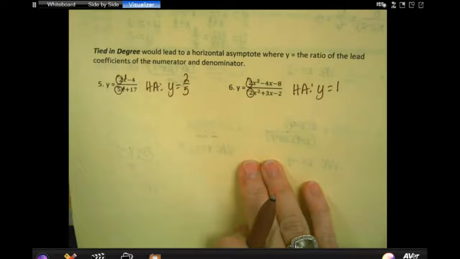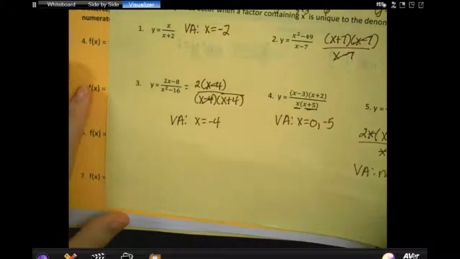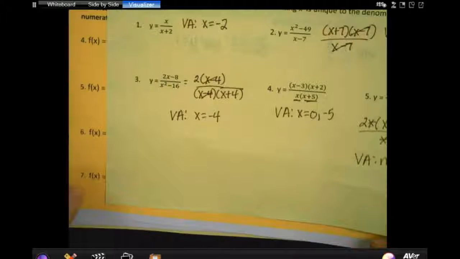So this is the horizontal asymptotes. All right? All right. So turn back to the front where it says vertical asymptotes. And look at number 3.